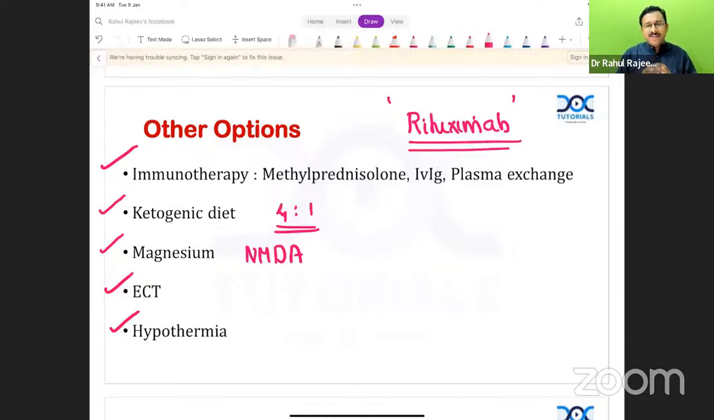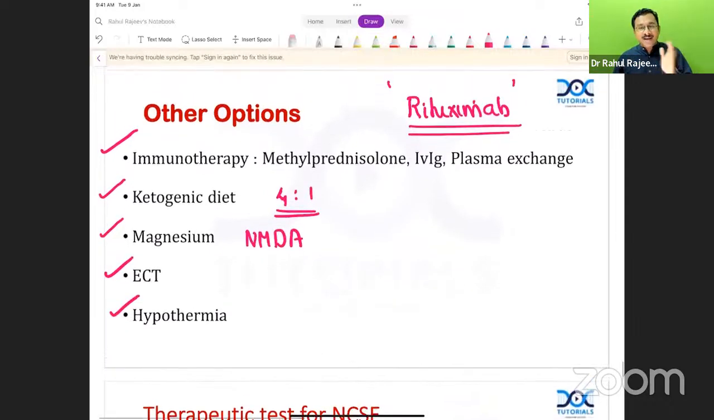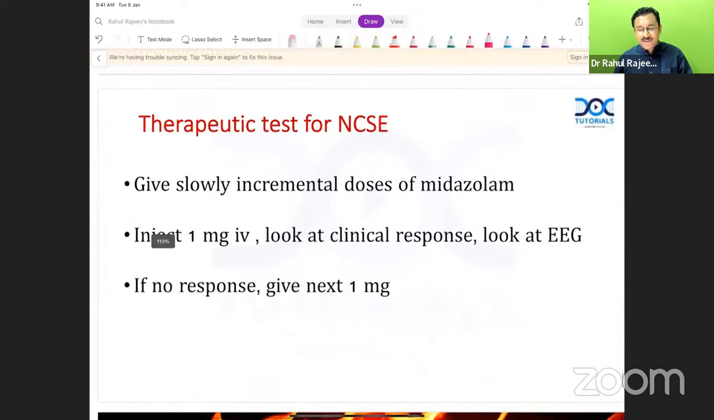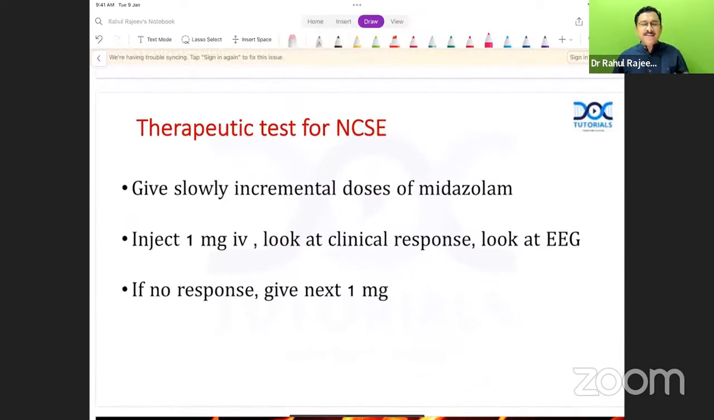Now, I told you a majority, 50 to 75% of status epilepticus is the convulsive status epilepticus. What about non-convulsive status epilepticus? Yes, you will manage in a similar fashion, but one point I want to mention to you is about the therapeutic test for a non-convulsive status epilepticus. So how do you identify, is it a non-convulsive status epilepticus as well?